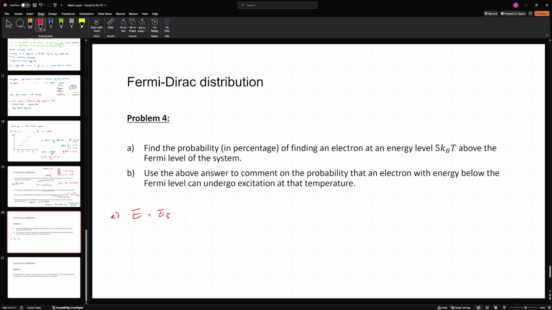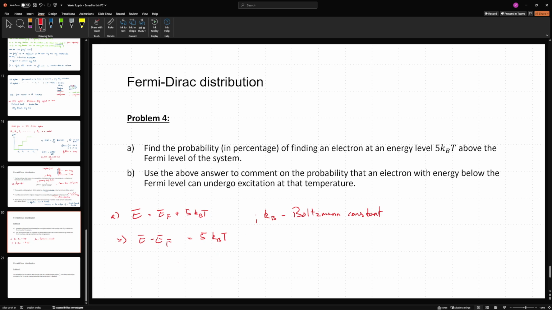EF plus 5 kBT, which implies E minus EF is 5 kBT, where kB is the Boltzmann constant.